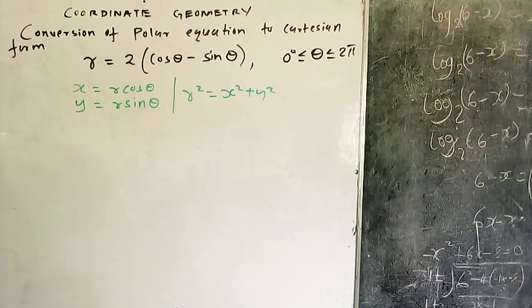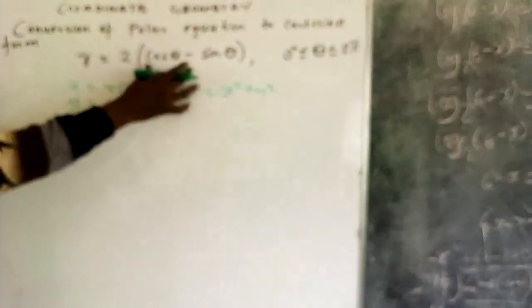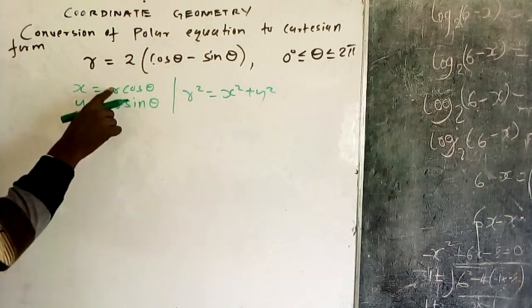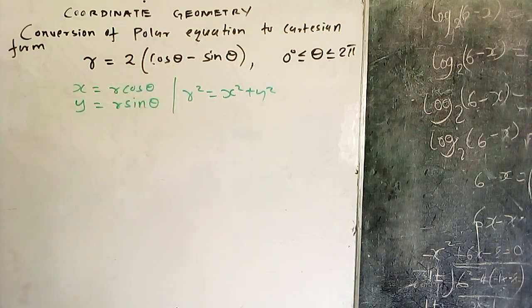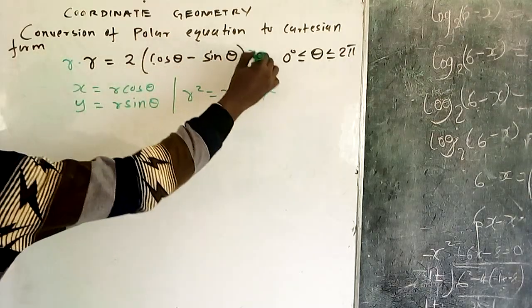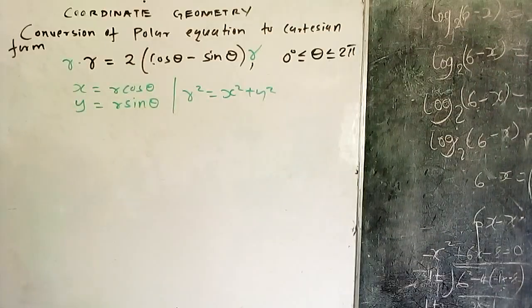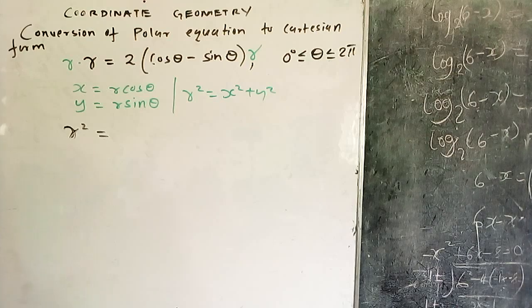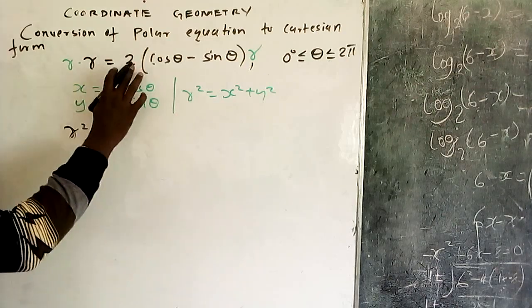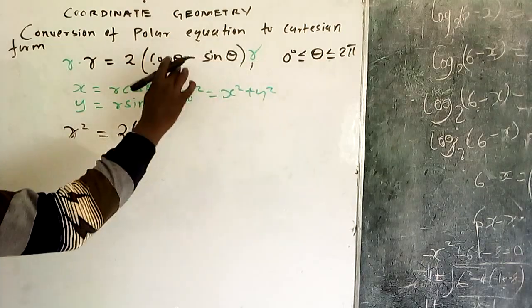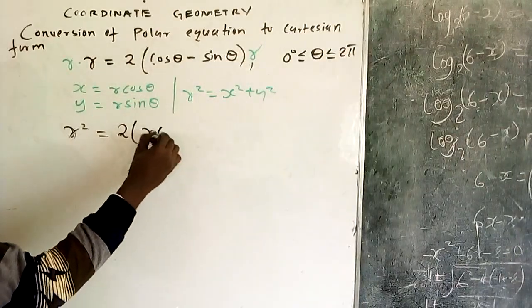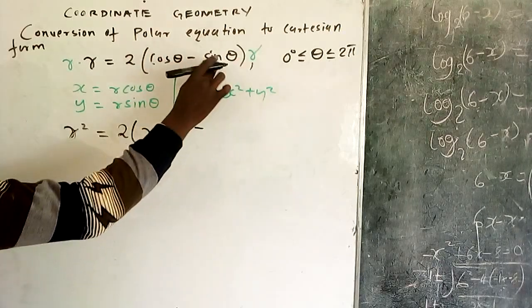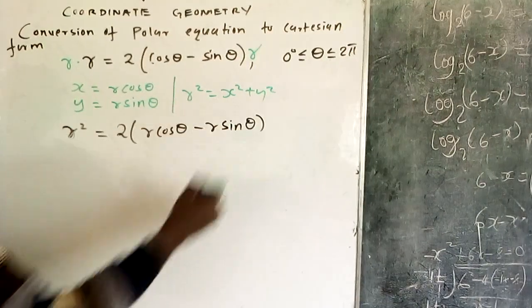So if you look at this, on the right hand side of the question, we only have sin theta and cos theta. But we need r cos theta and r sin theta. Meaning what we do, we multiply both sides of that equation with r. So r times r is r squared. You get r squared is equals to 2 into r multiplies everything inside the bracket. So r times cos theta is r cos theta, minus r times sin theta is r sin theta.